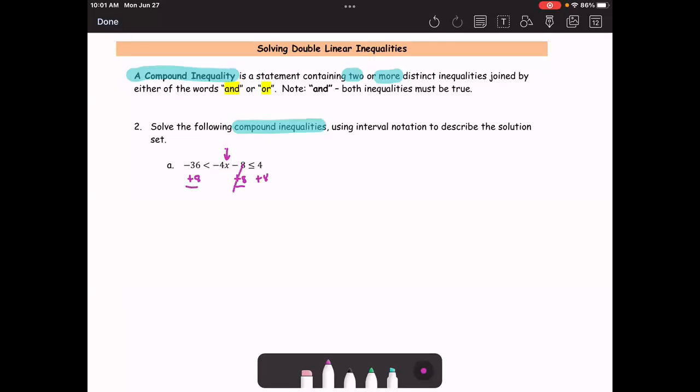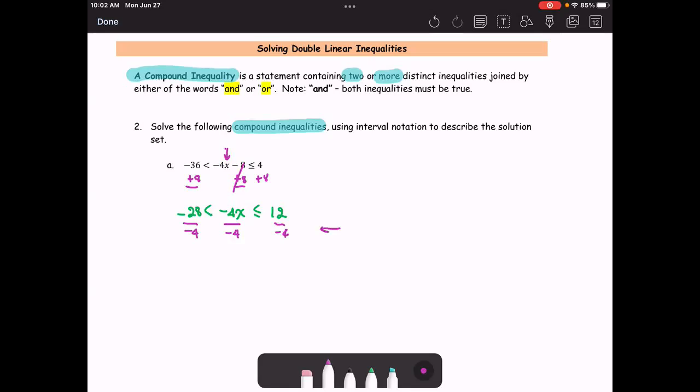So this way, negative 8 and positive 8 cancel. The middle part becomes negative 4x. And the left number, negative 36 plus 8, becomes negative 28. The right number, 4 plus 8, becomes positive 12. And then we're going to divide all three parts by negative 4 to make the coefficient of x be 1.